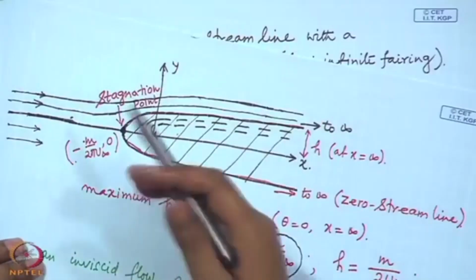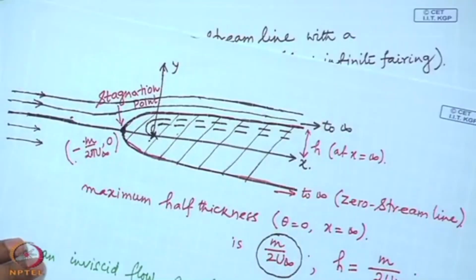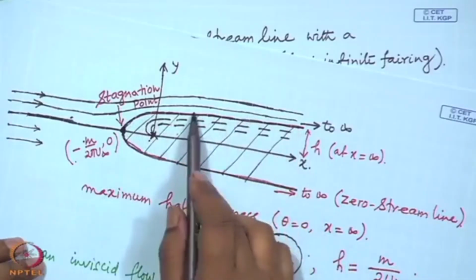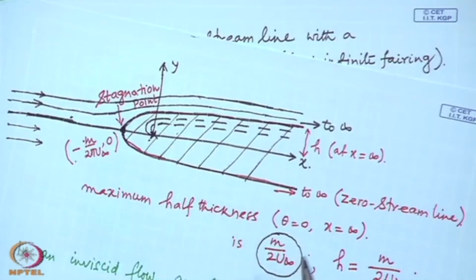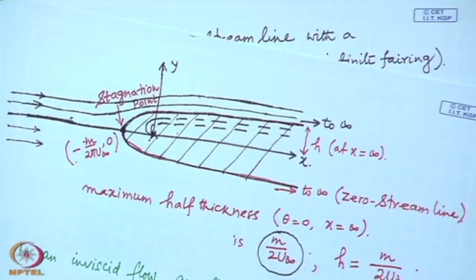Looking at the symmetry of the problem, since the velocity at any point on the upper half and the lower half will be the same, the pressure will also be the same. So, pressure on the upper surface of the body and pressure on the lower surface of the body will be the same. This we can say without even calculating the pressure. But calculating the pressure is quite simple, you just satisfy Bernoulli's equation.